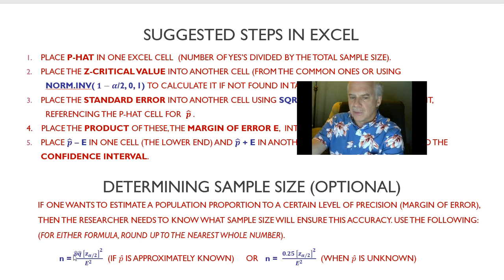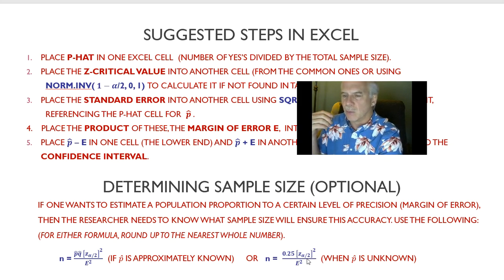Now, if you don't know what p hat is, then you can just use 0.25 here, and it's going to give you maybe a slightly larger sample size than you might want, but it'll give you approximately a good sample size.